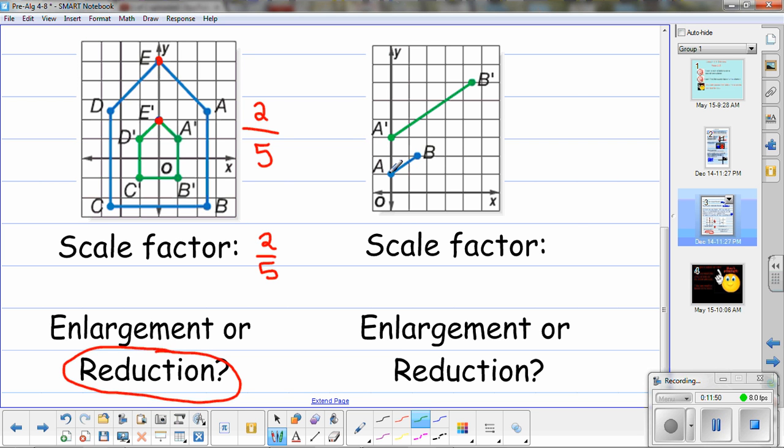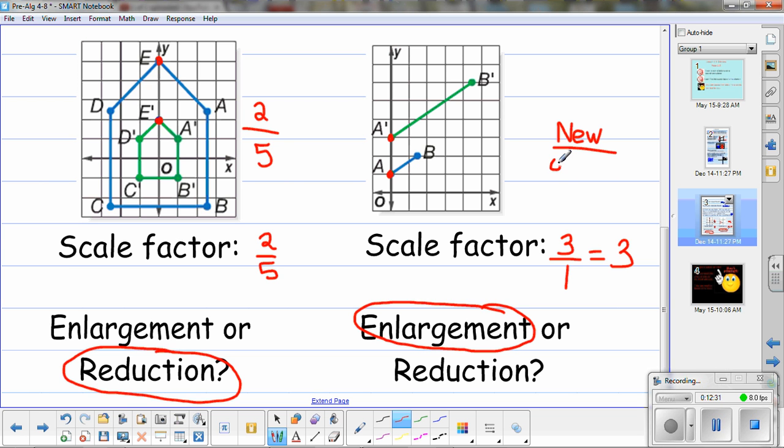I'm going to look at A and A prime. Remember, you compare the new one to the old one. I don't want to use the x value since it's the same, so I'm going to compare the y values. 1, 2, 3 is the y value of the new A or A prime, and then the y value of A is 1. 3 over 1 is 3. Since that's a number larger than 1, it's going to be an enlargement. The key here is to remember you're going to compare the new image to the old or the original.